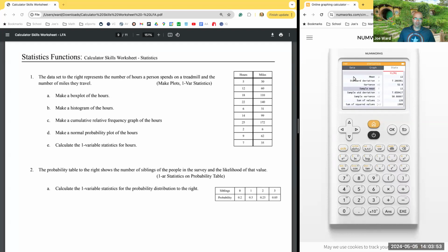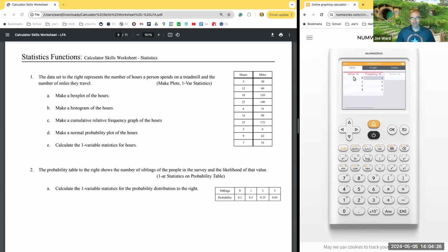And then finally, sometimes you want to calculate the one variable statistics on a probability table. Now, what we have here is data, and each of these data points represents one person. One person was on the treadmill for 5 hours, one person for 12 hours, one person for 18 hours. But sometimes you don't get all of the hard data, you get a probability table. So what we do here is I'm going to just delete these. I'm going to say there are some people who have 0 siblings, some people have 1, some people have 2, and some people have 3.